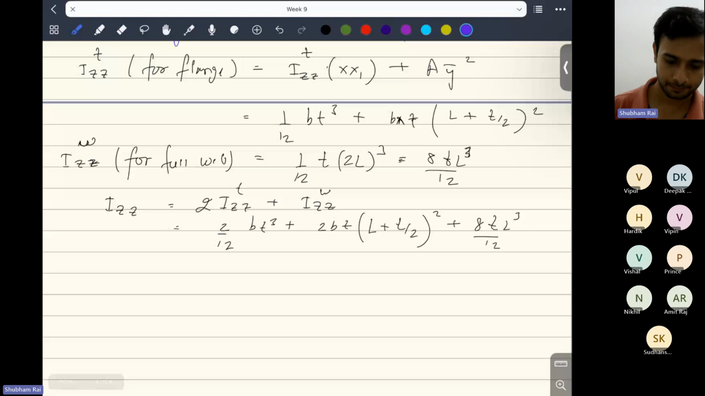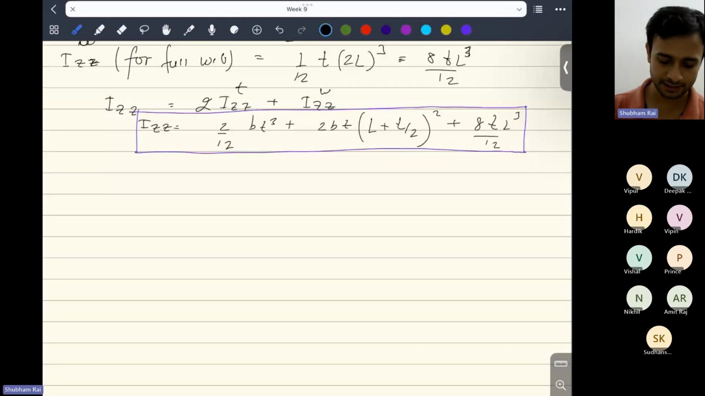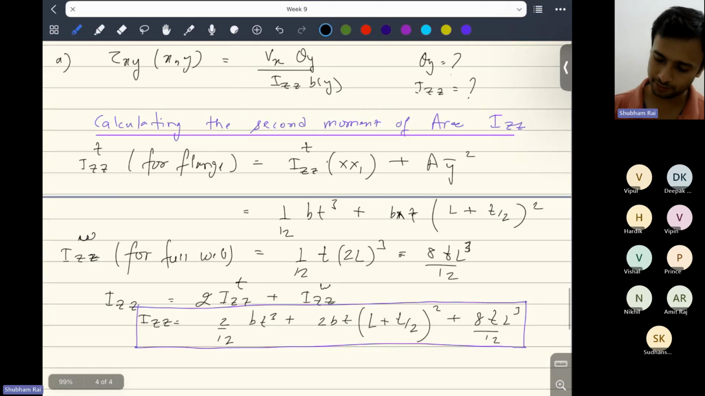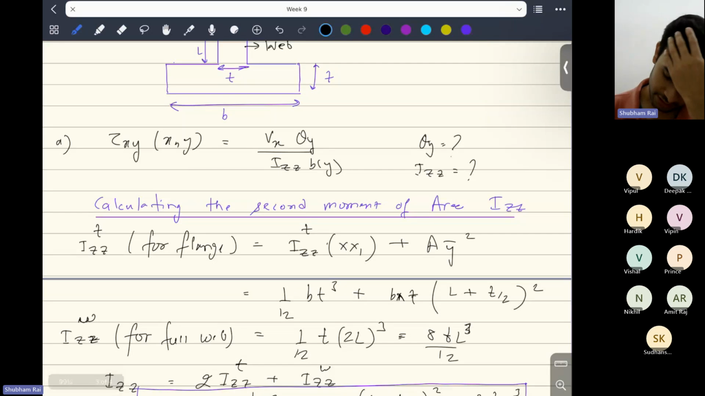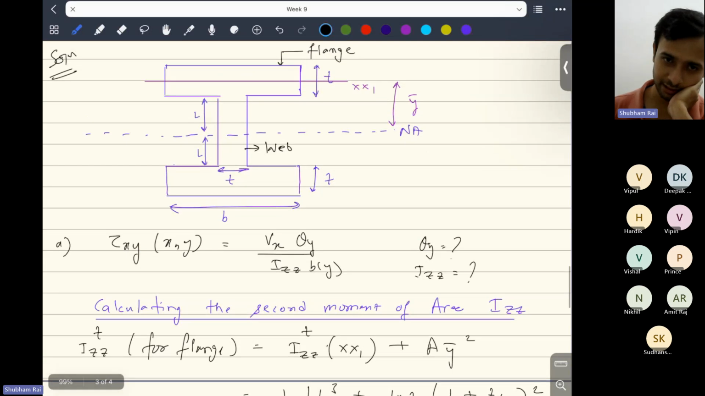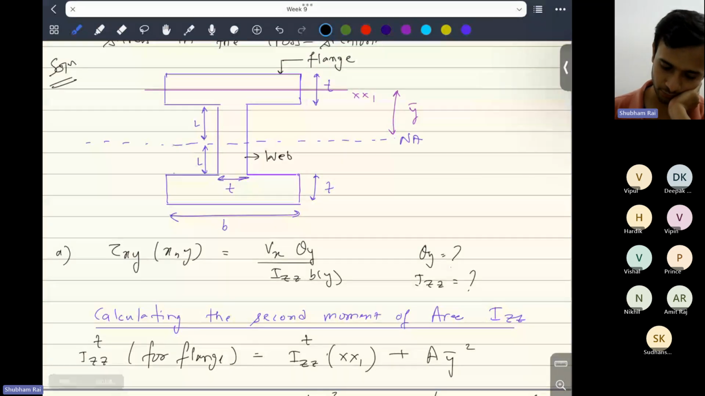So we have calculated the second moment of area. Now we have to calculate QY. For calculating QY, how can you do it? QY is the first moment of area, so you have to calculate Y into dA and integrate it over the cross section.